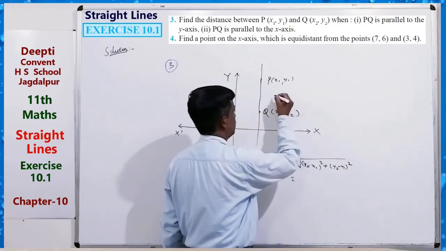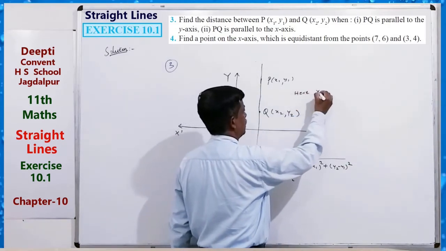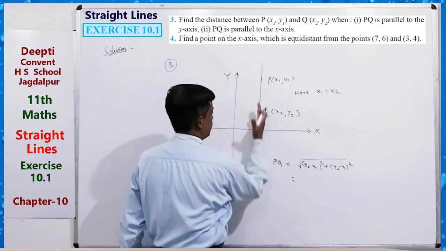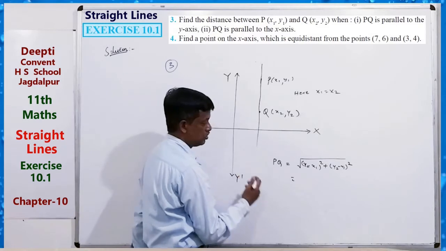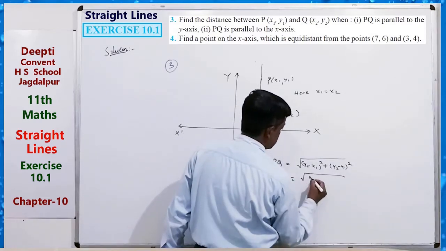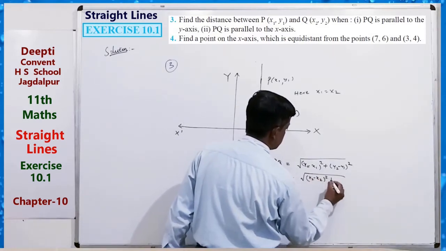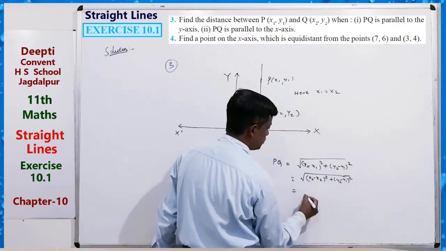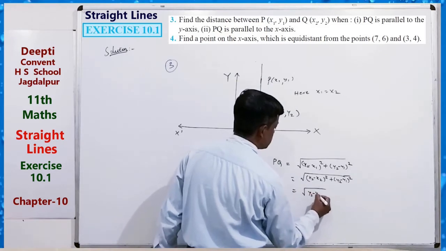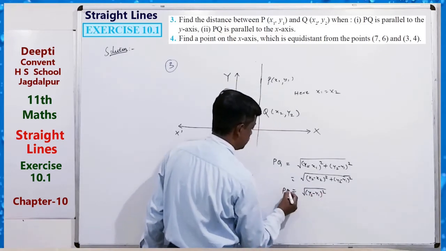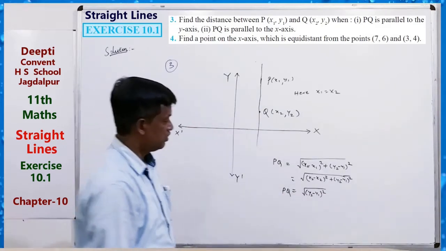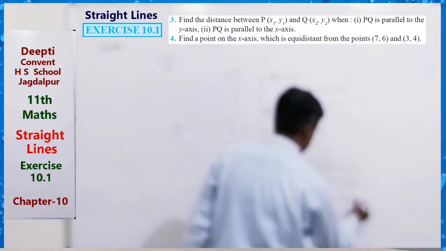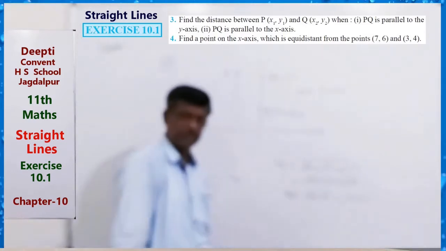So here, x1 equals x2 when the line is parallel to the y-axis, because this is the value of x1, and also x2. So root over (x2 minus x2) square plus (y2 minus y1) square, and this is 0. So root over (y2 minus y1) square. This is the distance, so we can write the distance as modulus of y2 minus y1.